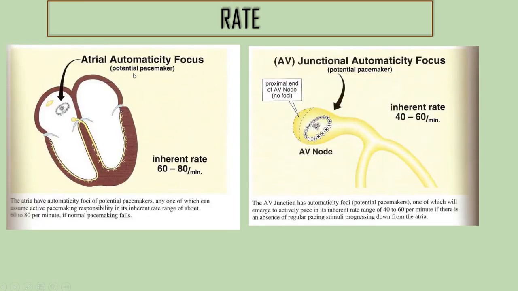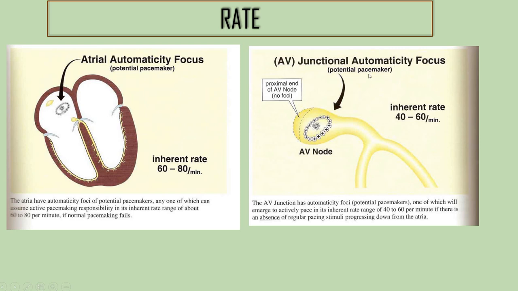Atrial automaticity focus, potential pacemaker. Inherent rate 60 to 80 per minute. The atria have automaticity foci of potential pacemakers. Any one of these can assume active pacemaking responsibility in its inherent rate range of about 60 to 80 per minute if normal pacemaking fails. If normal pacemaking fails, then an atrial automaticity focus takes the responsibility.